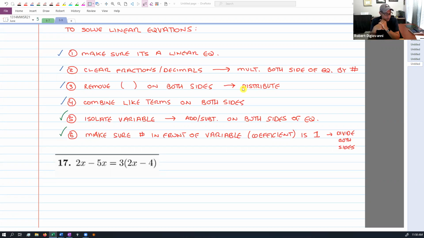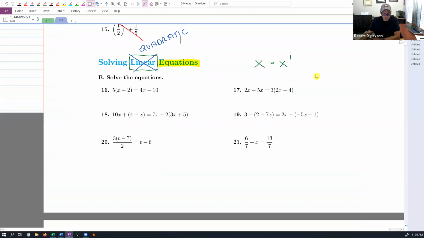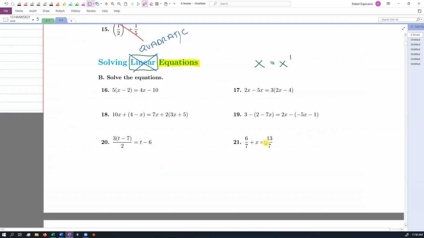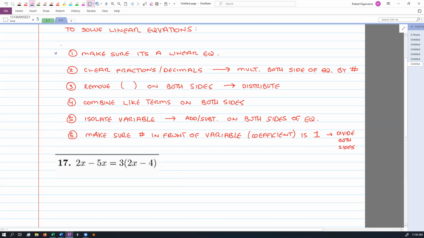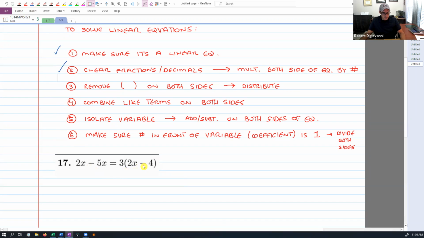Do you see any fractions or decimals? No. No, right? And if you're confused on fractions and decimals, just look at the other problems, like number 20, where you see the fraction. Here you want to see fractions. So we will get to them. We're just not there yet. So no fractions. Okay. How about parentheses? You see parentheses? Okay. So how can we remove the parenthesis that's on the right-hand side?